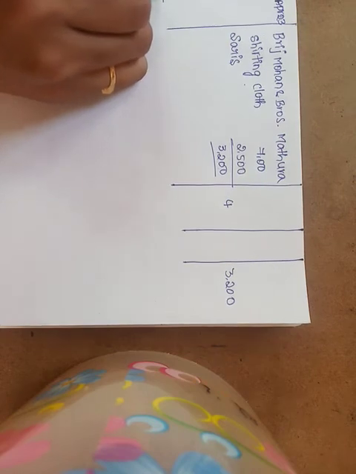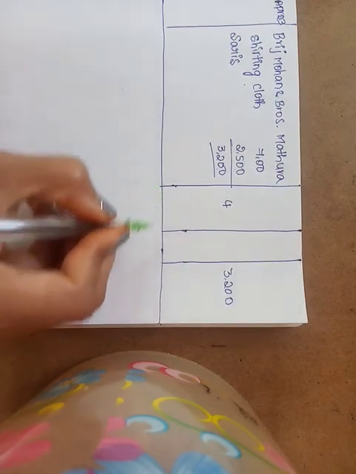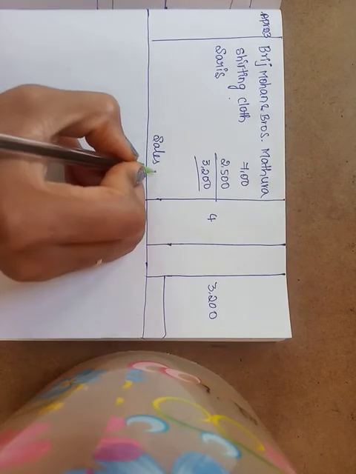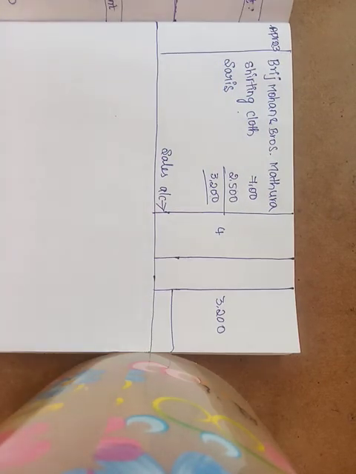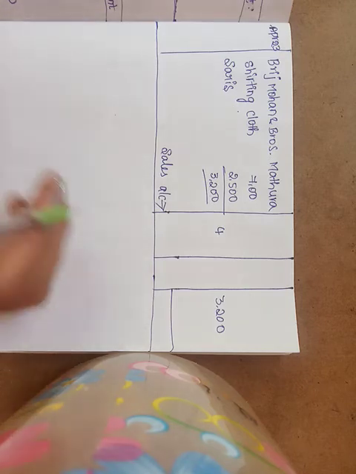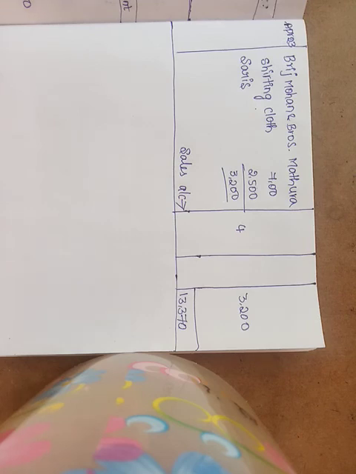Now do the total. How much is 6,300 plus 2,925 plus 945 plus 3,200? Total is how much? Total of the sales book is 13,370. Okay, so this is a problem under the sales book. Okay, this is our today's class.